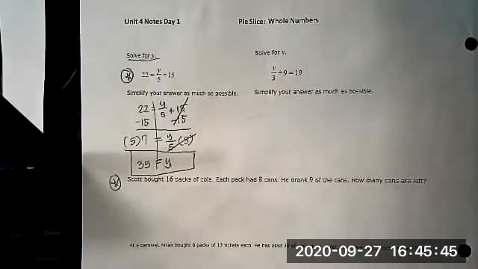All right, so let's read the problem here. Hopefully we get this. This isn't too difficult, but we'll see. It says Scott bought 16 packs of cola. And if it's hard to read, remember, have one printed out for yourself so you're doing it with me, and then it'll hopefully make it easier for you to read it on your own. Scott bought 16 packs of cola. Each pack has 8 cans. He drank 9 of the cans. How many cans are left?